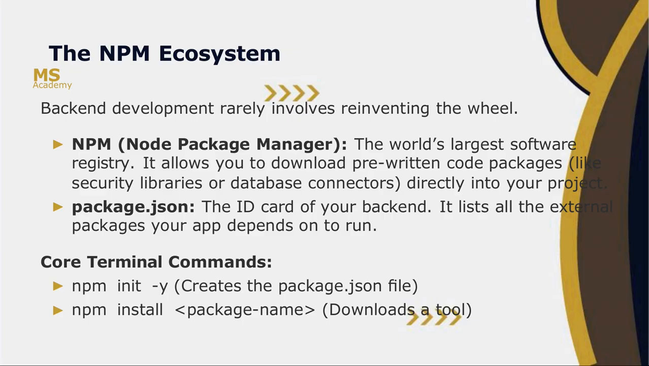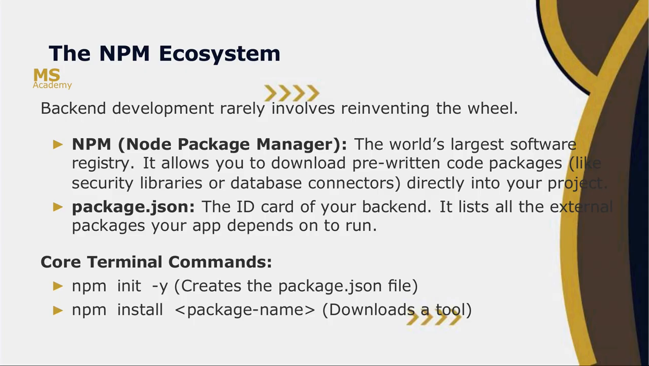It allows one to download pre-written code packages like security libraries or database connectors directly into your project. package.json, .json is an extension. So package.json is the ID card of your backend. It lists all the external packages your app depends on to run. We have some terminal commands.